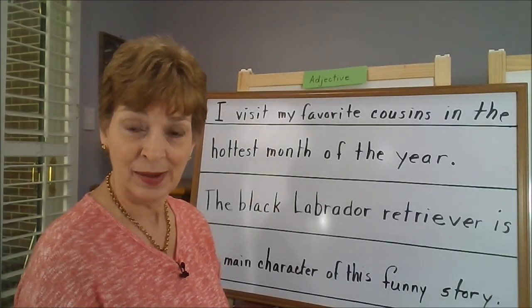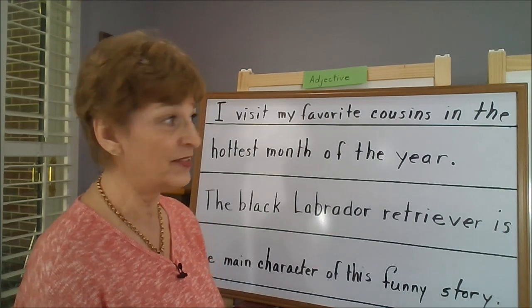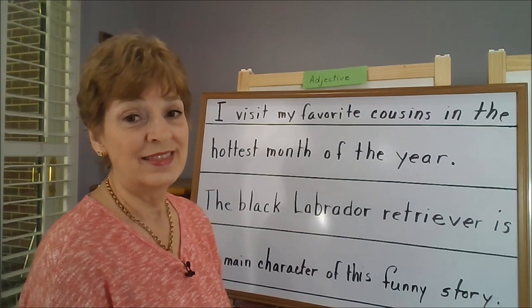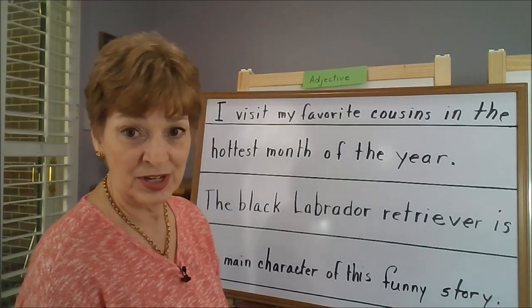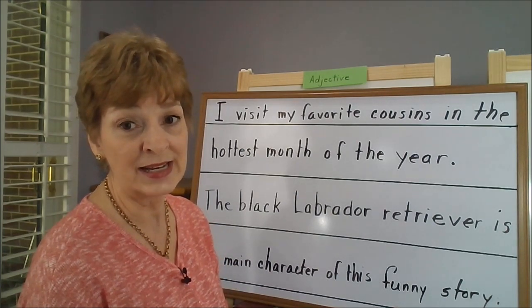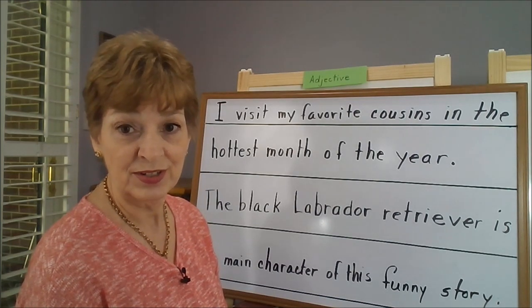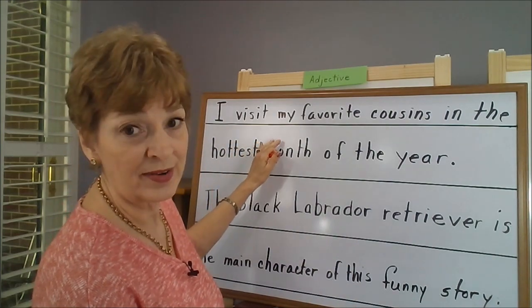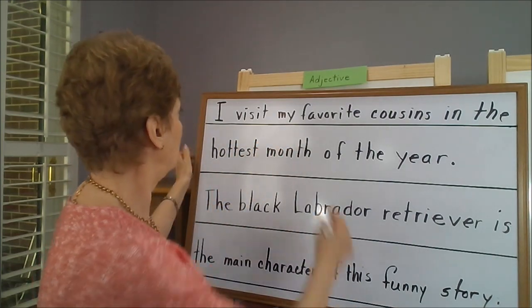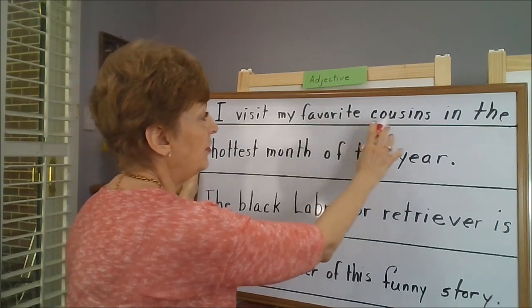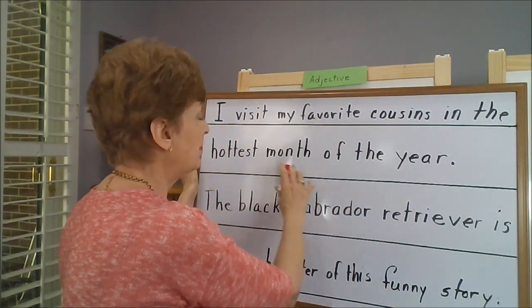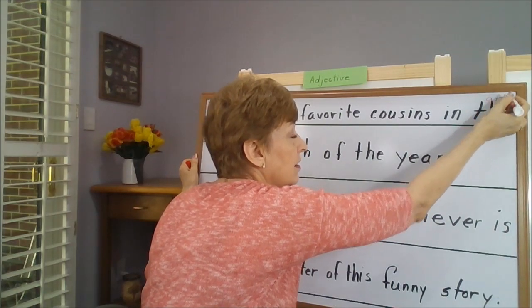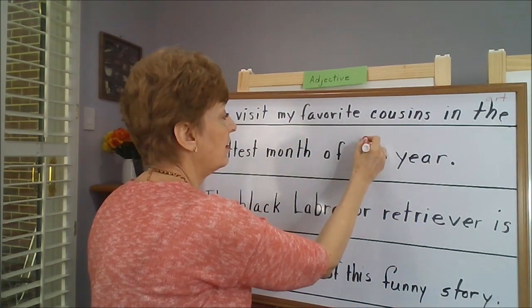So your child's assignment is to find the adjectives in these sentences. The most efficient way to do it, I have found, is to identify the articles first. So the articles are the part of speech a, an, and the. I visit my favorite cousins in the hottest month of the year. Here's an article, the, and here's another article, the.